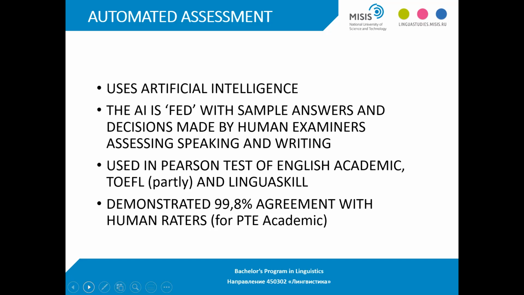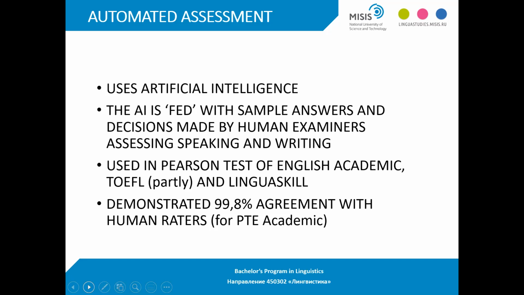For instance, like we studied the criteria of assessing writing, yes, so human examiners using these criteria make their decisions. So this is, for example, band 4 for communicative achievement, and this is band 3 for grammar and vocabulary, like this. And so the artificial intelligence somehow processes everything, and starts understanding how it works.